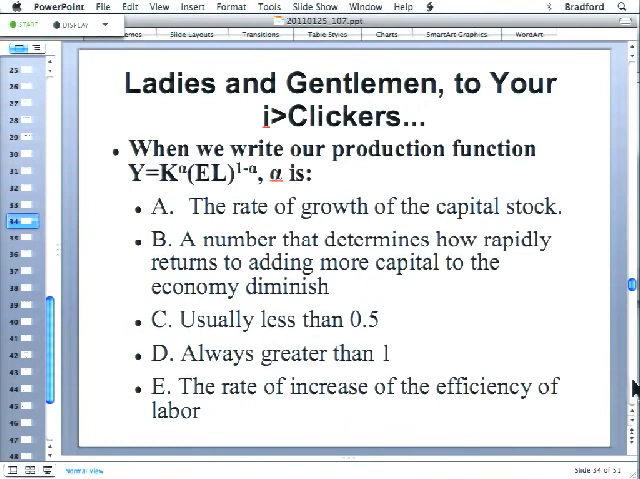We said that if growth was to be balanced, y, the rate of growth of output, had to be equal to k, little k, the rate of growth of capital. And so the rate of growth of the capital stock, little k, has to be equal to little y, the rate of growth of output, has to be equal to n, the rate of growth of the labor force, plus g, the rate of growth of the efficiency of labor.